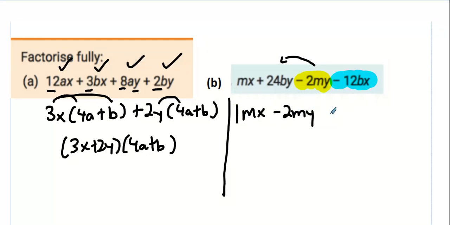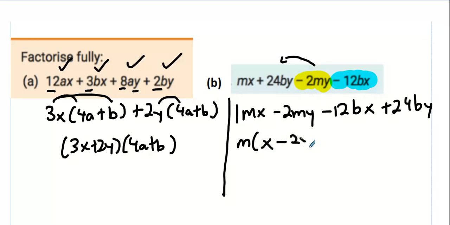So you need to put what's left over then? 12 and? 24. Which one goes first? The 12 goes first because the smaller one goes ahead of the bigger one. Now, what do you take out now, Eric? M on the outside? Yeah. And a 2y.